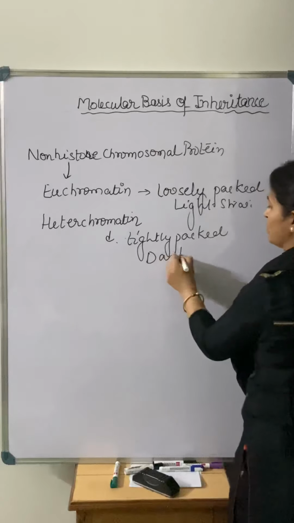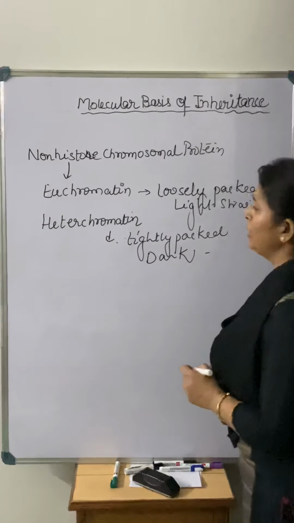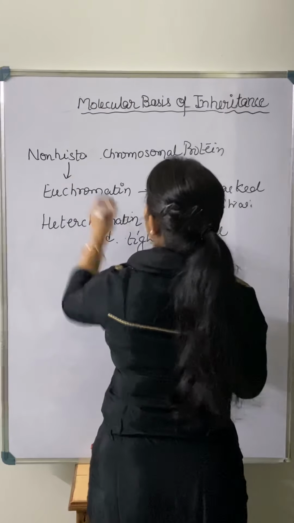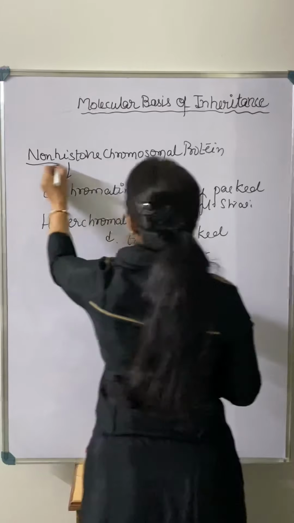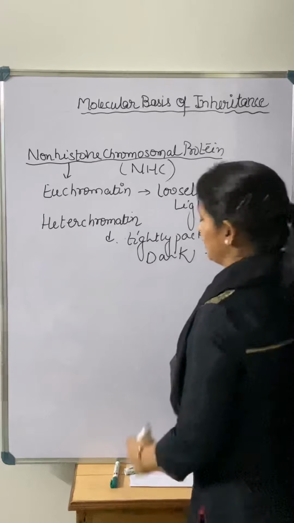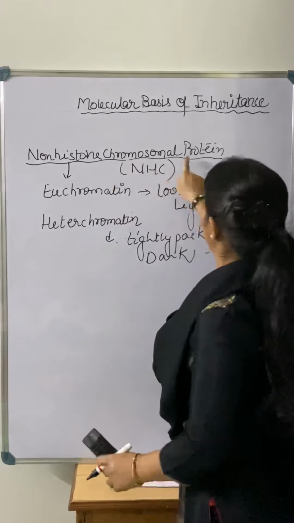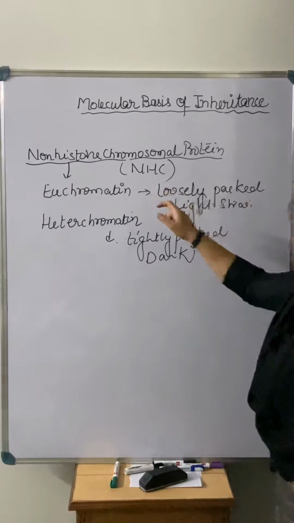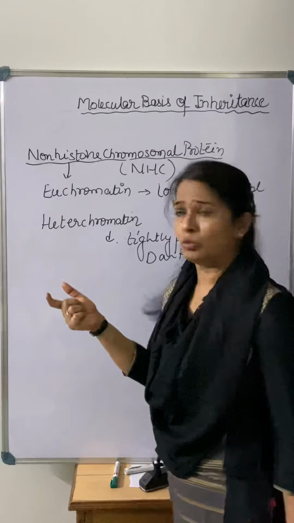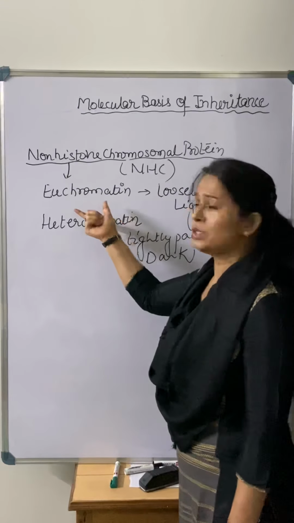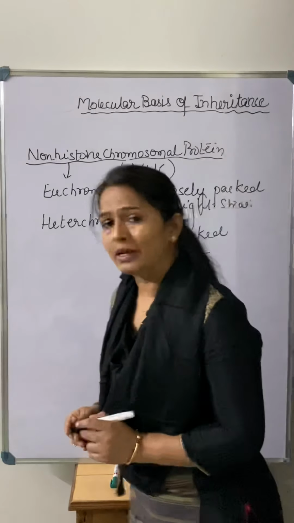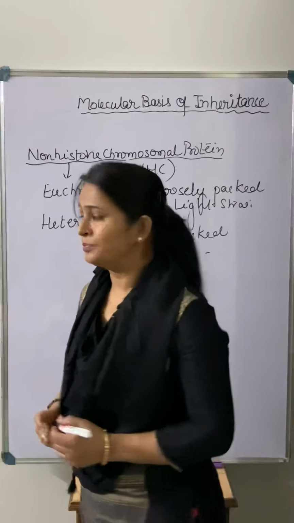So this is the difference between euchromatin and heterochromatin. This is a part of a chromosome, but this is not a histone protein. This is the non-histone chromosomal protein, NHC. That is another abbreviation for non-histone chromosomal protein, NHC. Sometimes it is asked like this: what is NHC and how many types of NHC can you see in the chromosomes? There are two types, euchromatin and heterochromatin. So this was a portion that was left that day for the packaging of DNA helix.